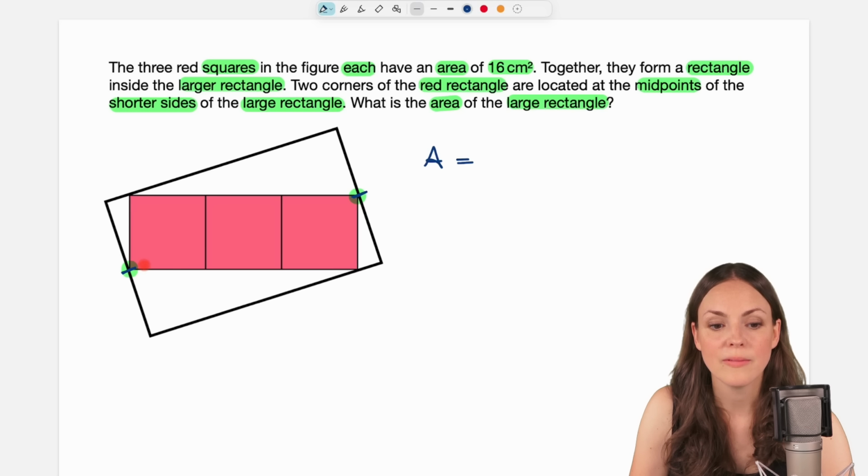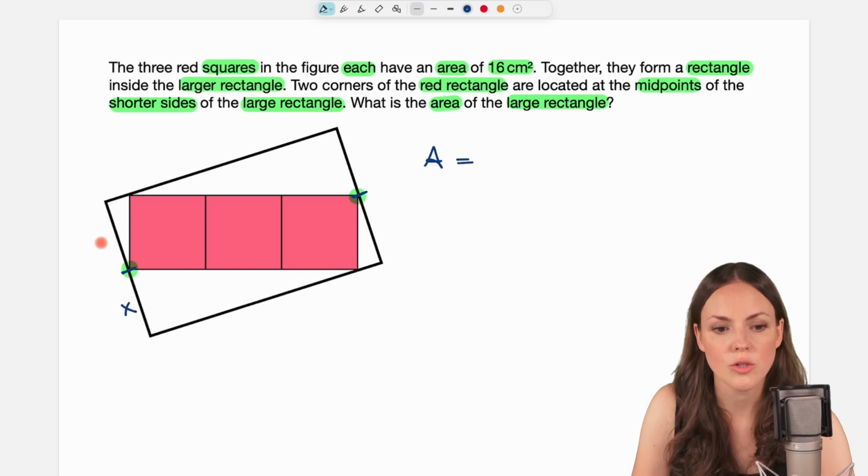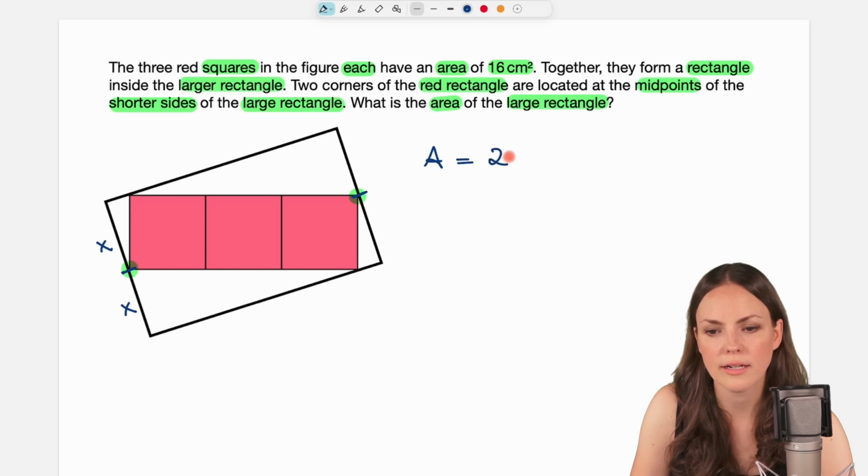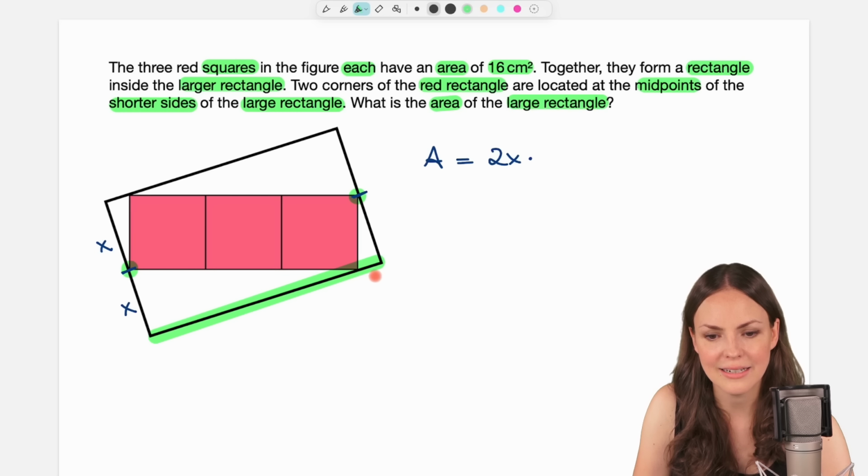They told us that this here is the midpoint of this side here, which means if I call this part down here x, then this part up here has the same length, so I have x here as well. So this side here would be 2x in total. So I can take 2x in here already, and then we multiply it by the length of this side here.